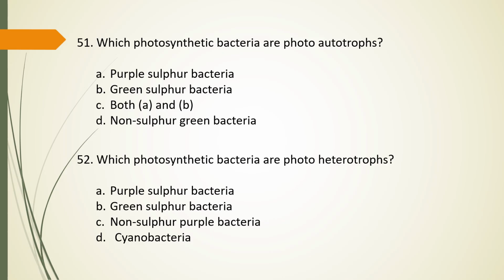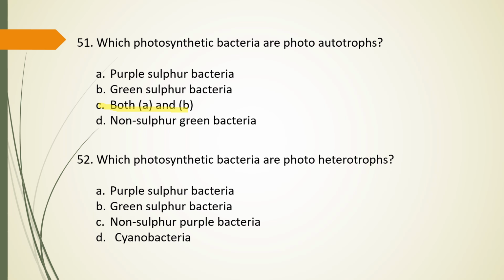Question number 51. Which photosynthetic bacteria are photoautotrophs? Option A, purple sulfur bacteria, B, green sulfur bacteria, C, both A and B, D, non-sulfur green bacteria. The correct answer is option C, both A and B. Phototrophic bacteria are the organisms that carry out photosynthesis using energy from sunlight. Carbon dioxide and water are converted into organic materials to be used in cellular functions such as biosynthesis and respiration.